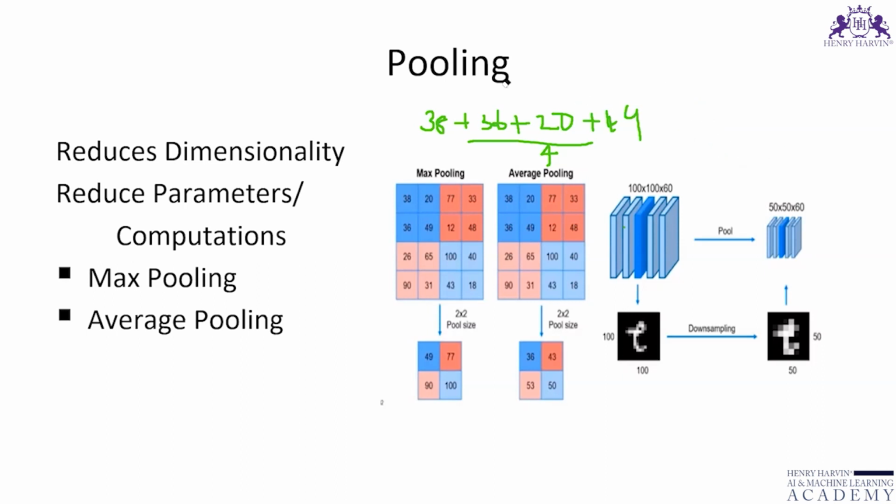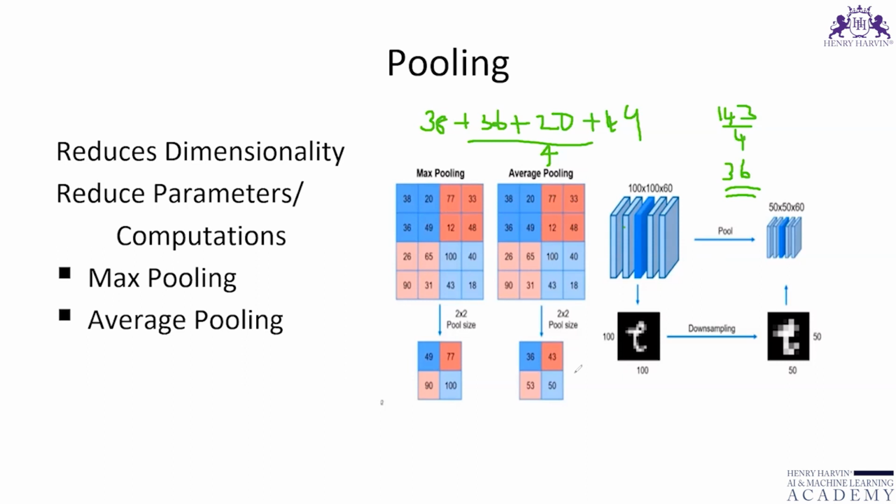Let me add it. 38, 58, right? So what are we getting here? 143, right? So 143 divided by 4, what do we get now? 3 4s are 12, 23, right? So around 36, and that is what is written over here. Similarly, 77 plus 33 plus 12 plus 48, what do we get? Divide it by 4. We'll be getting around 43.